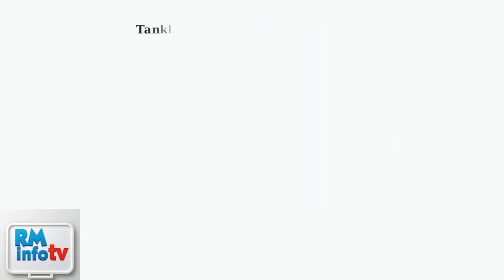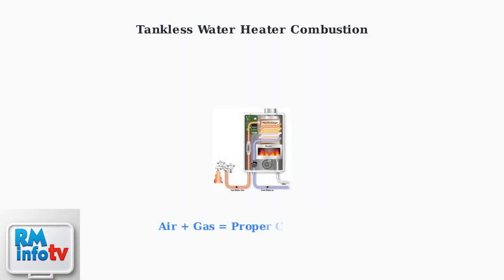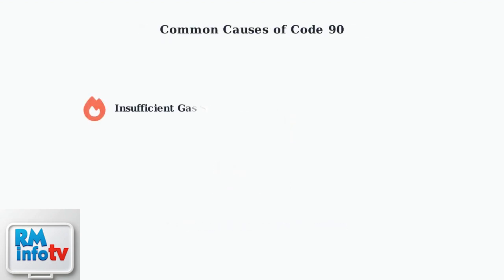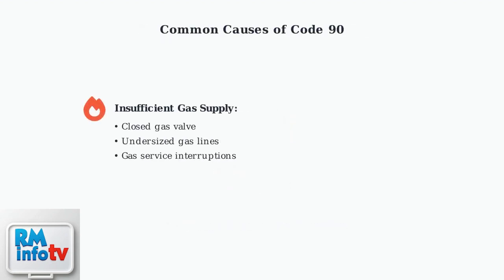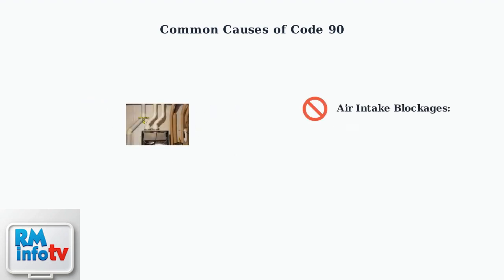The core issue behind code 90 is an imbalance in the air and fuel mixture required for proper combustion. Let's examine how tankless water heaters work. Several factors can disrupt this delicate balance. The most common cause is insufficient gas supply, which can result from a closed gas valve, undersized gas lines, or interruptions in gas service. Blockages in the fuel vent or air intake are another major cause. Debris, dust, leaves, or even animal nests can restrict proper airflow and disrupt combustion.